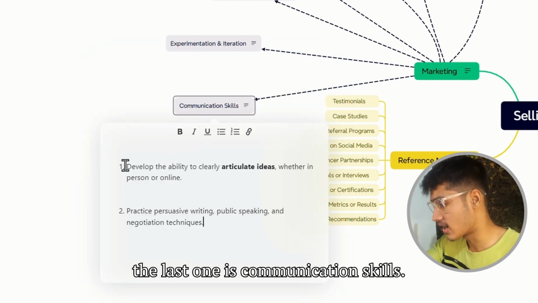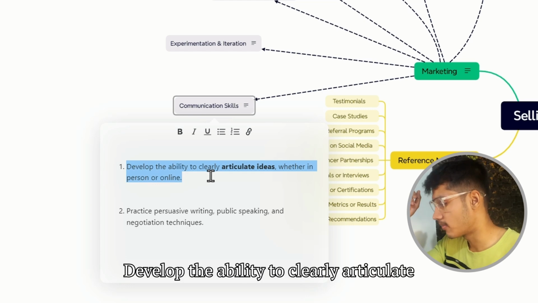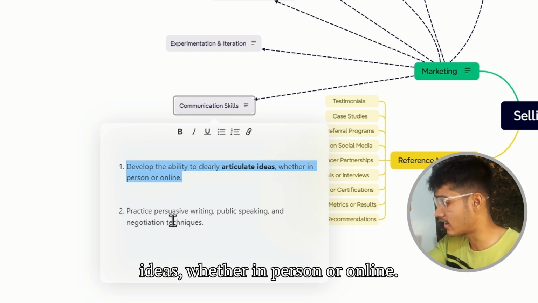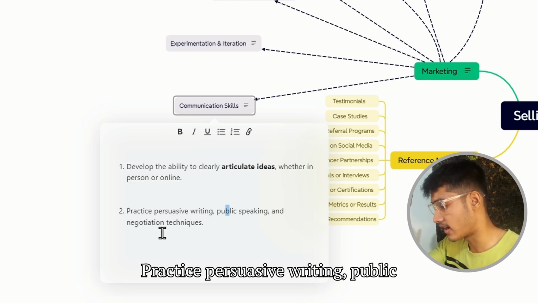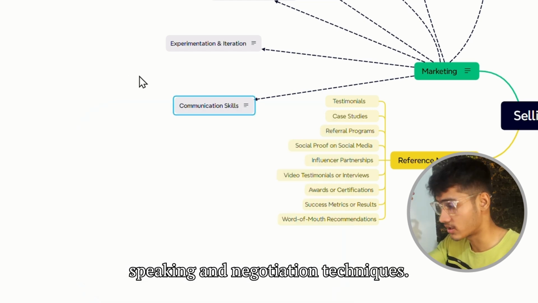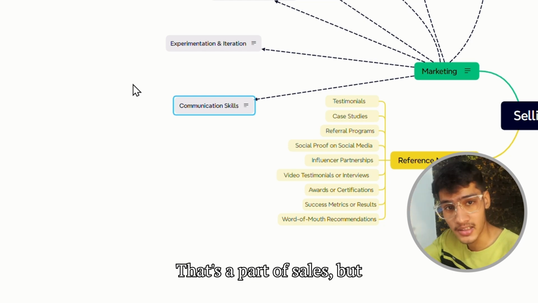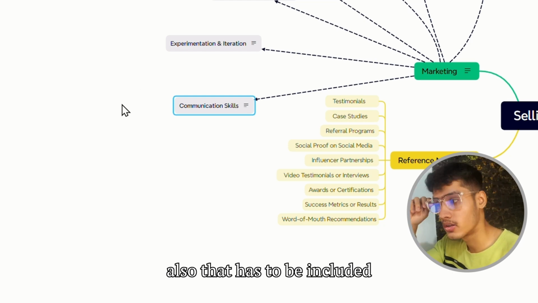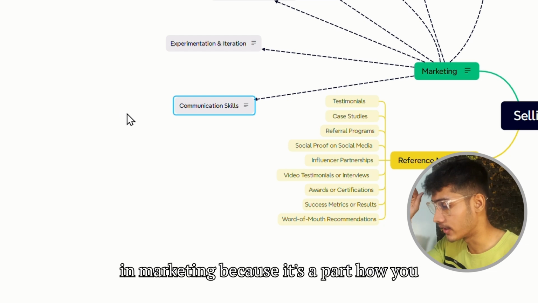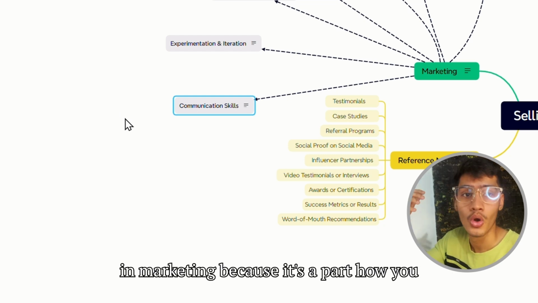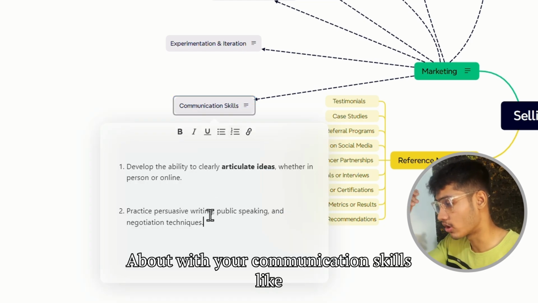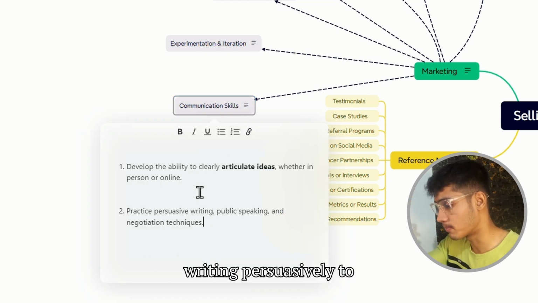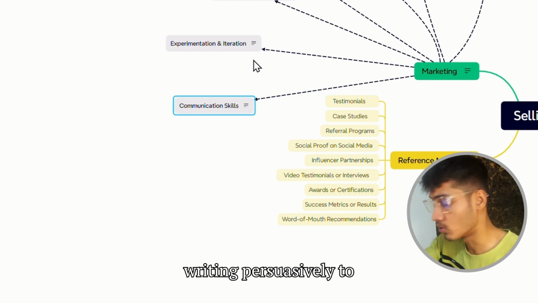And the last one is communication skills. Develop the ability to clearly articulate ideas, whether in person or online. Practice persuasive writing, public speaking, and negotiation techniques. That's a part of sales, but it also has to be included in marketing, because it's part of how you are conveying to ideal clients with your communication skills, like writing persuasively to convert them.